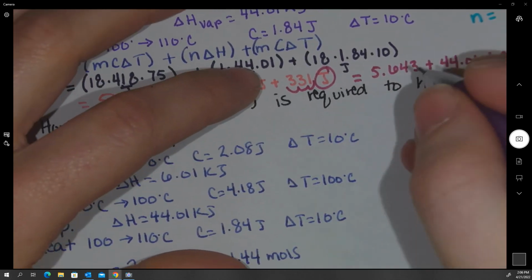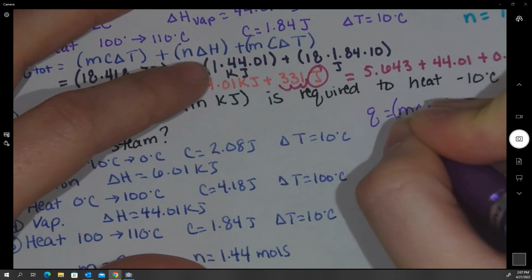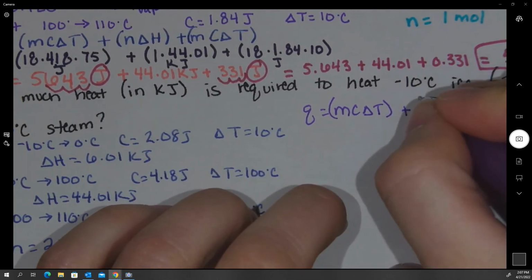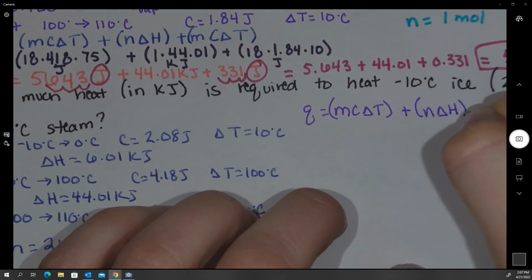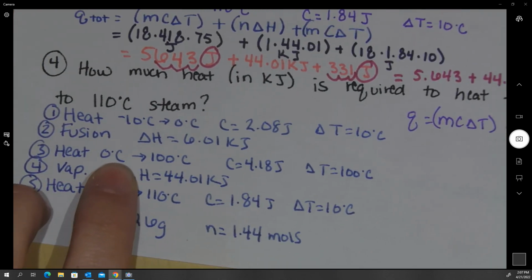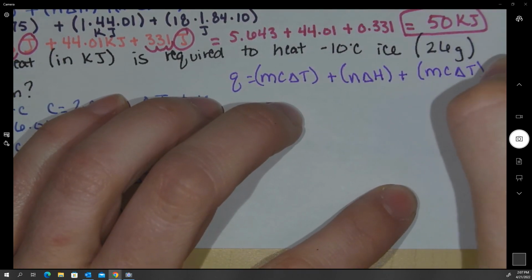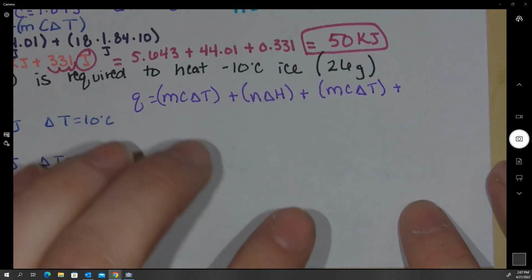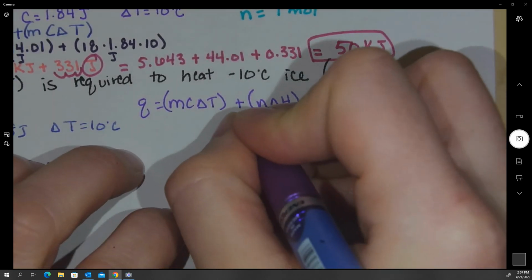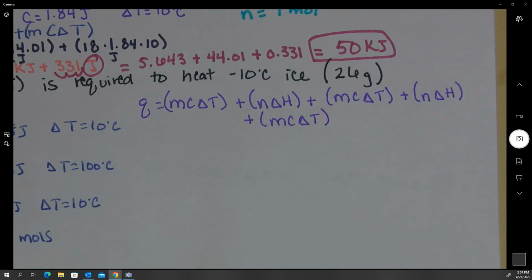So we're going to have Q is equal to mcΔT. Our second one's a phase change, so that's nΔH. Our third one is another heat. We're heating, so that's another mcΔT. Our fourth one is another phase change, so that is nΔH. And our fifth one is another heat, so that is mcΔT.